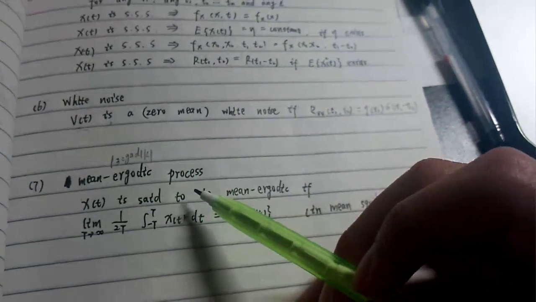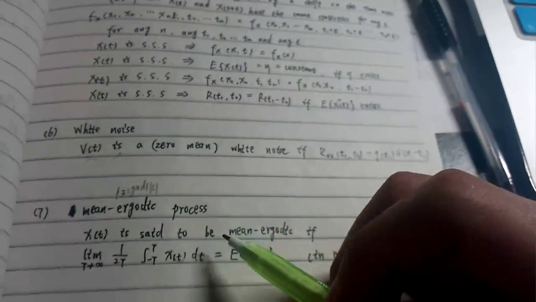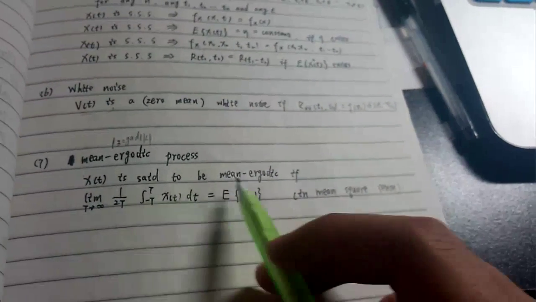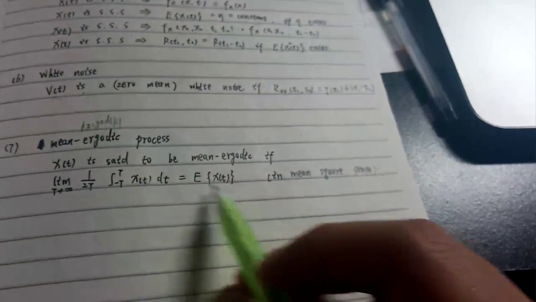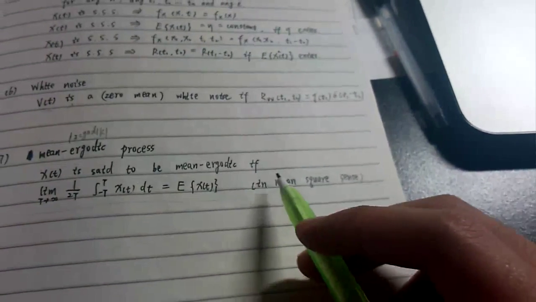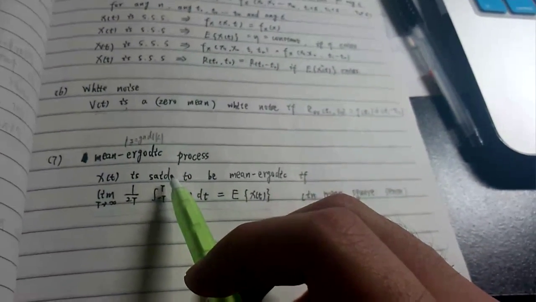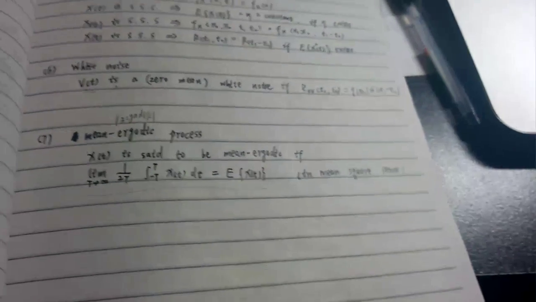And the last process is the mean ergodic process. This means it is equal to this equation in the mean square sense, then it can be called a mean ergodic process. That's all. Thank you.